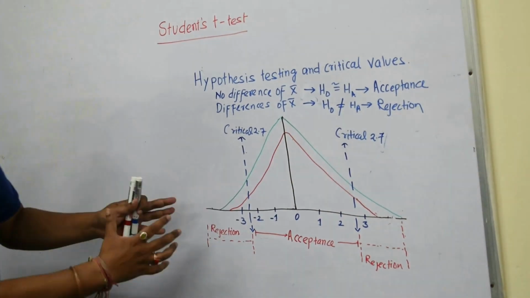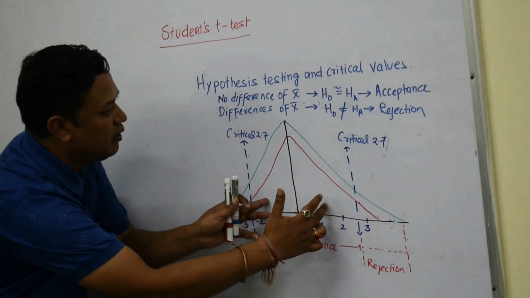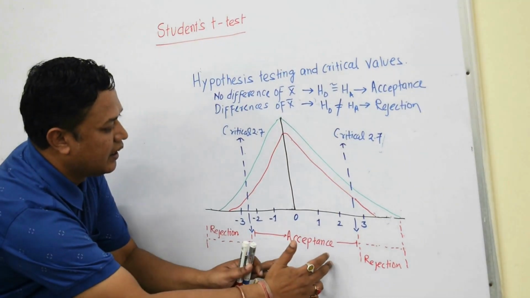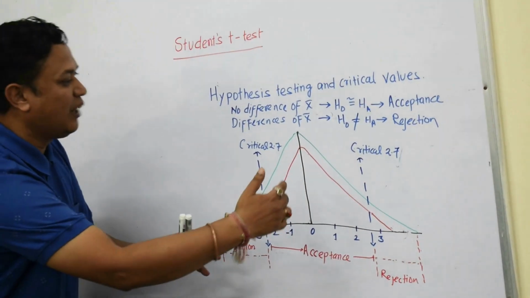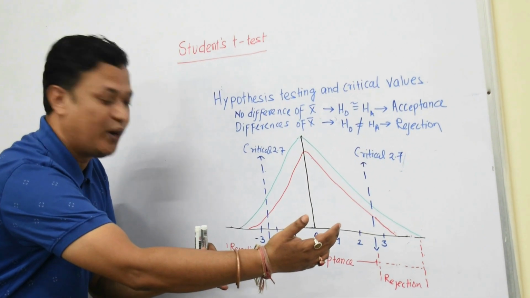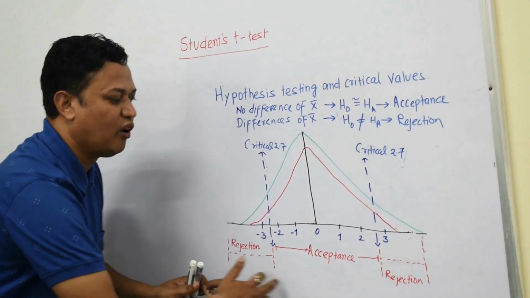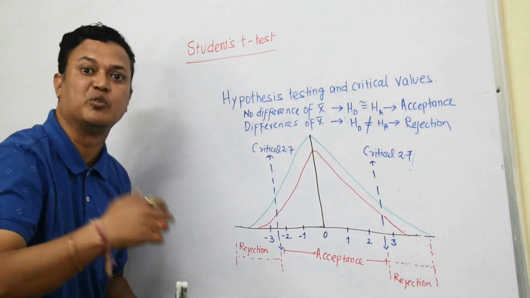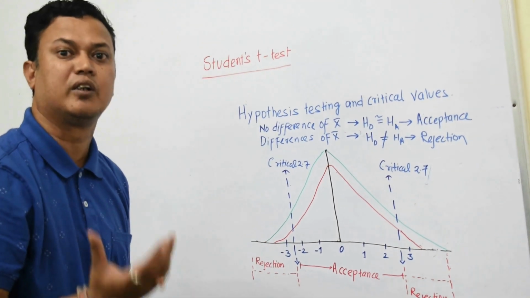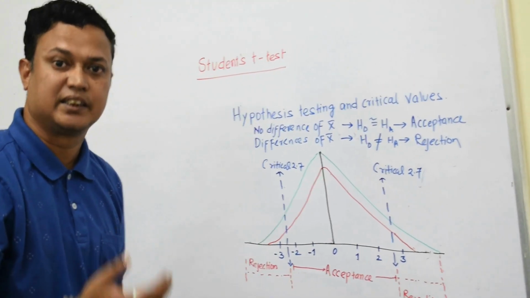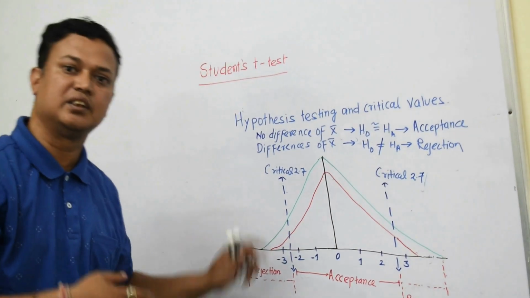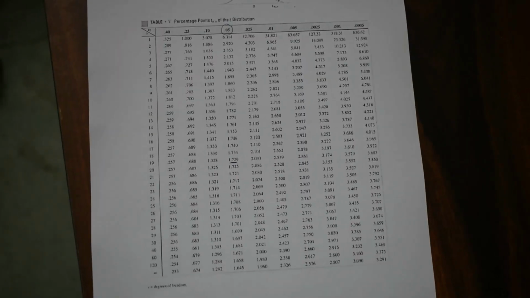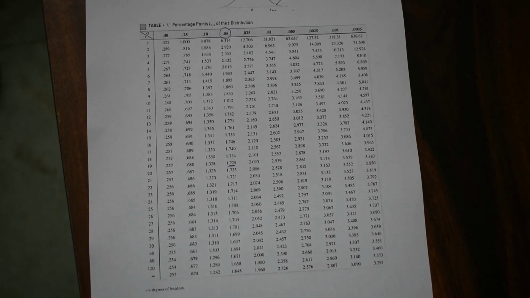So anything less than 2.7 would signify the null hypothesis is accepted, or if the calculated value is greater than 2.7, it will fall in the rejection region. So the null hypothesis will be rejected and the alternate hypothesis will be accepted, right? So this we can do for 95%, 99%. This is the t-test table, the critical table.